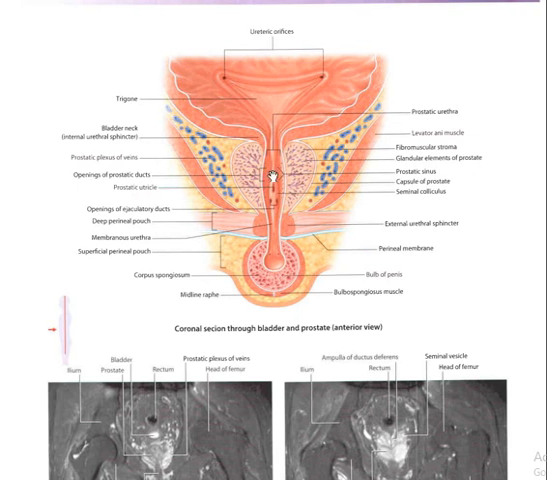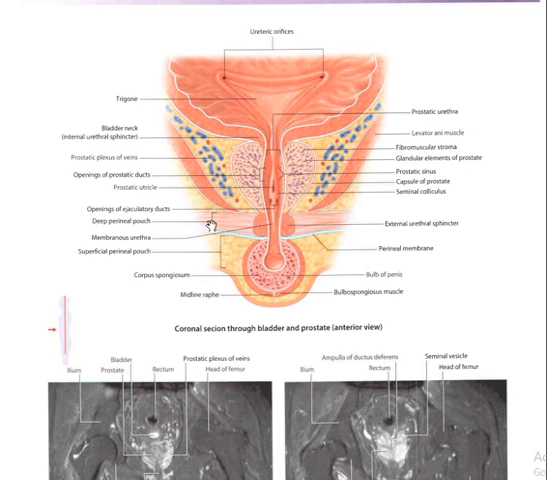You have the prostatic utricle. The prostatic utricle is going to have this portion, and you're going to have the two openings of the ejaculatory duct. This is the two openings of the ejaculatory duct here. This is the prostatic utricle. At the prostatic utricle, you also have the opening of the ejaculatory duct.